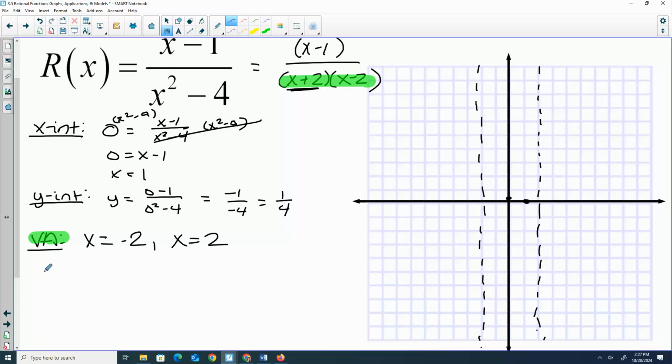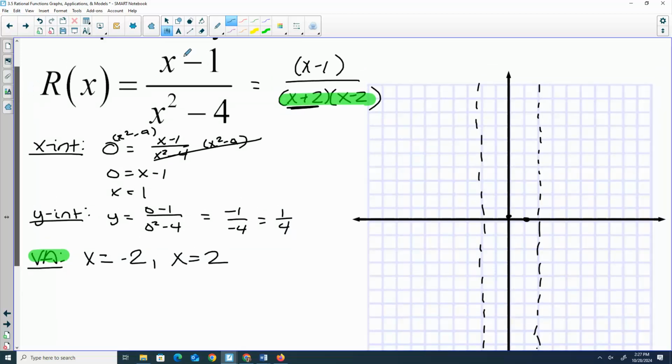Okay, now we have to decide if it's horizontal or oblique. So this is kind of from last week. If you think about the top, we have x to the first, the bottom is x squared. I told you a hint for thinking about it is if you were to divide. Can you do x divided by x squared? So what's that turn into? 0. So horizontal y equals 0.